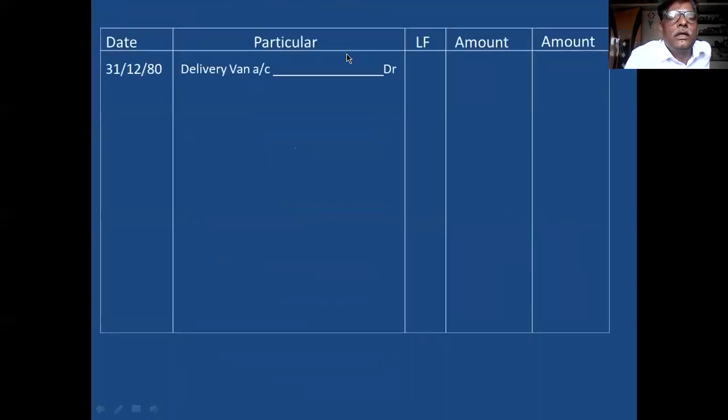Then next is second year. 1980 at the end. Here only cash down entry is not there, only installment entry. For installment 2 entries, depreciation 1 entry, and transfer 1 entry.